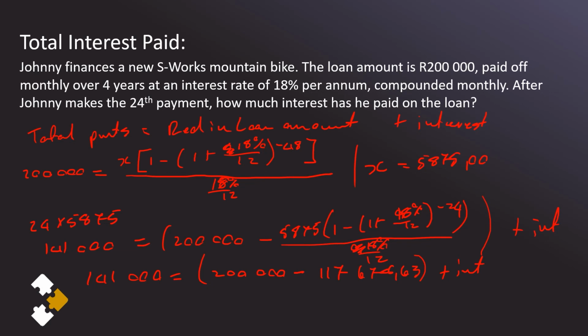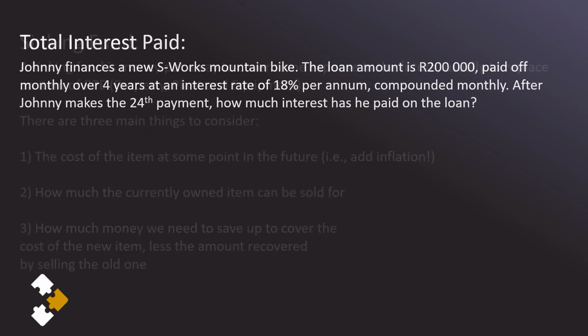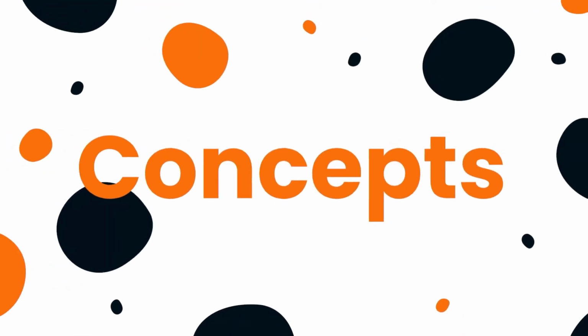And we know then that the interest that he's paid, the enrichment that he has added to the bank, is going to be 58,678.60. So that's the interest that he has paid. Okay, cool. So that's one reason not to finance a mountain bike. Let's keep going.